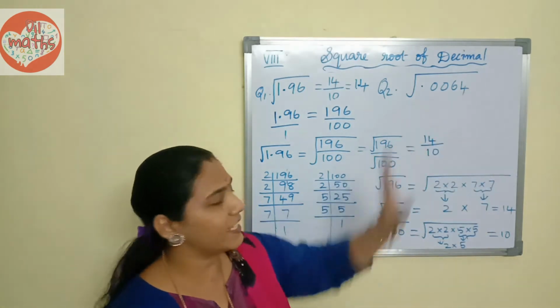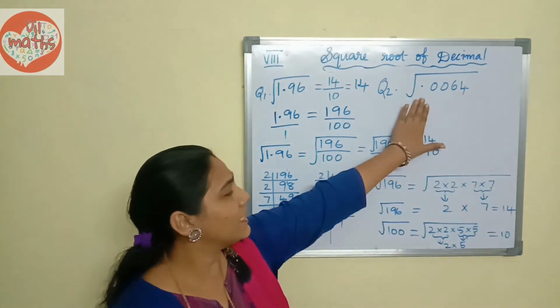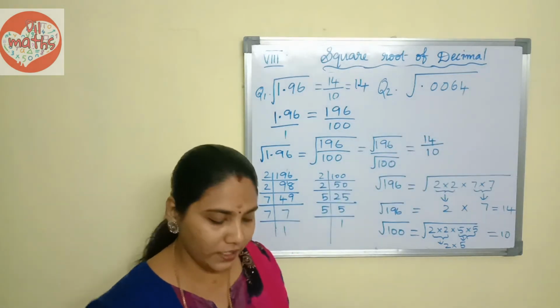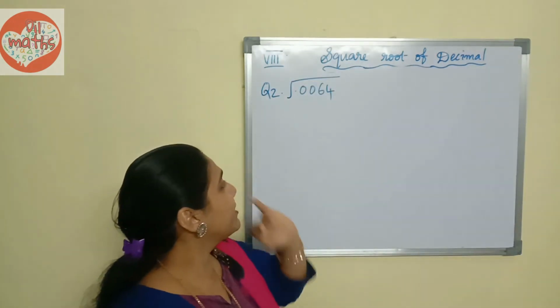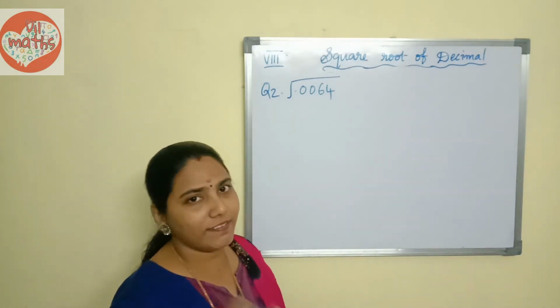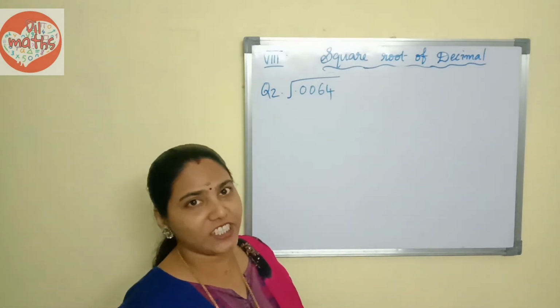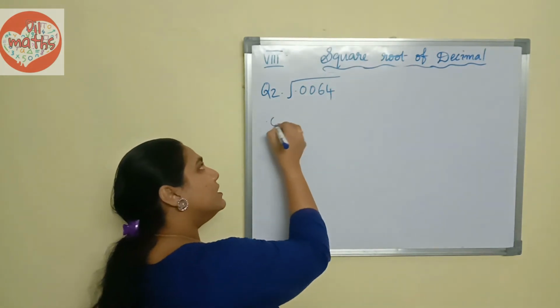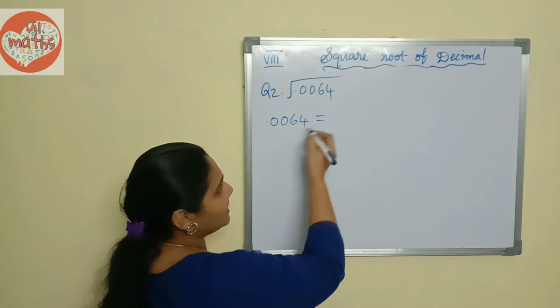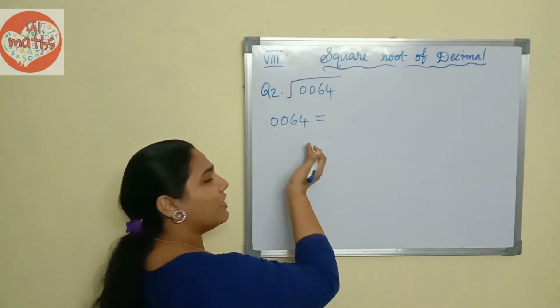Okay, now we will go to the next question. What is the next question? Square root of 0.0064. So the next question is square root of 0.0064. So what should we do here? First we should change that into a fraction, isn't it? So 0.0064, how will you change that into a fraction? So we can write 64 divided by what?